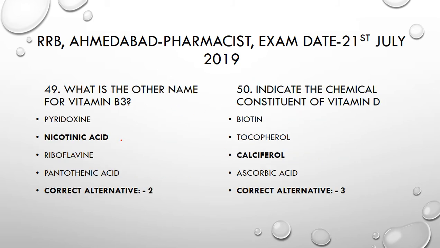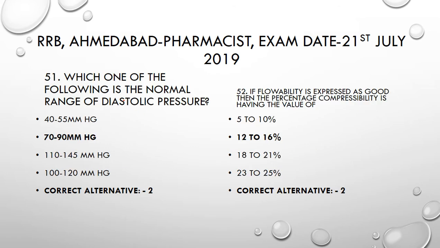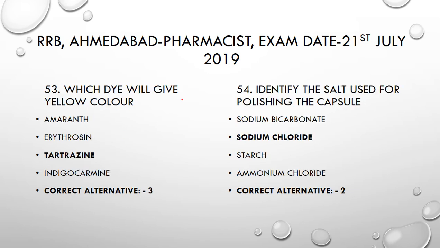What is the other name for vitamin B3? That is nicotinic acid. Indicate the chemical constituent of vitamin D, that is calciferol. Which one of the following is the normal range of diastolic pressure? 70 to 90 mmHg. Inflammability is expressed as good, then the percentage compressibility has a value of 12 to 16%. Which dye will give the yellow color? Tartrazine. Identify the salt used for polishing the capsule. Sodium chloride.